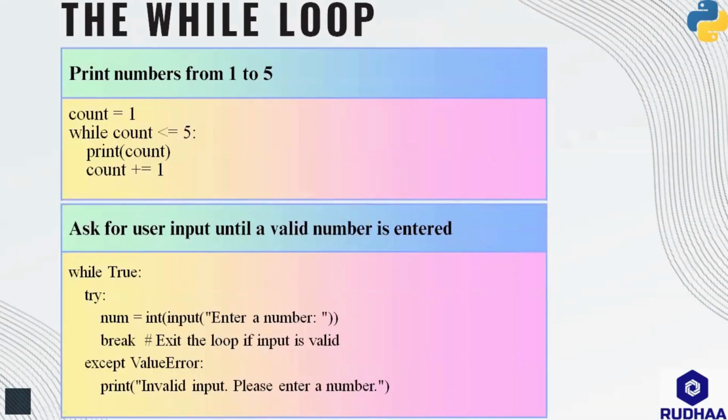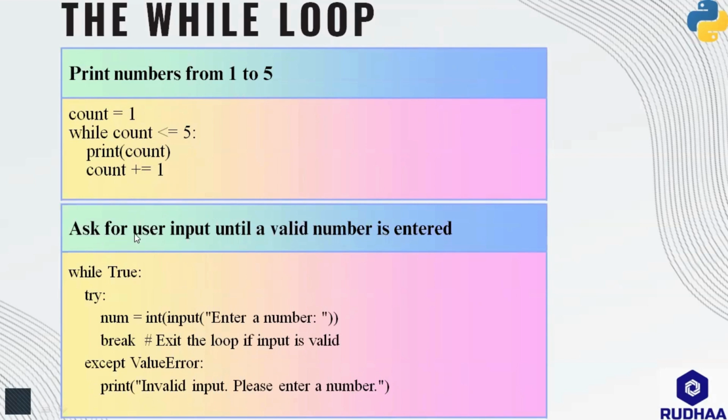So some examples are given. Print numbers from 1 to 5. So we are printing the number. Count is equal to 1. It starts from 1. While count is less than or equal to 5, print count. So it will print only up to 5. If this condition becomes false, that is if the count goes beyond 5, the loop will stop. The execution will stop. So this is printing numbers.